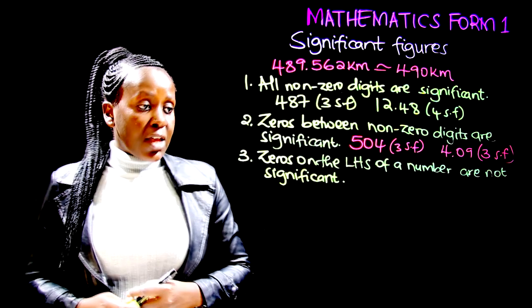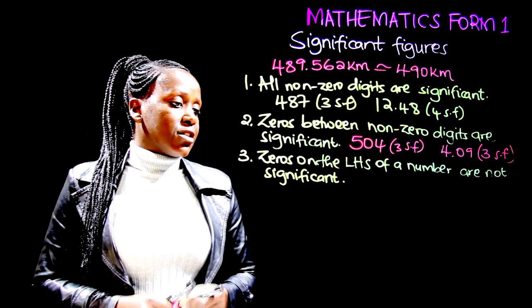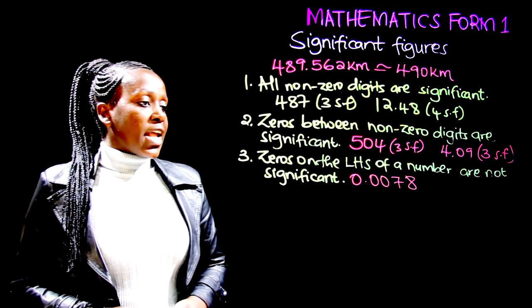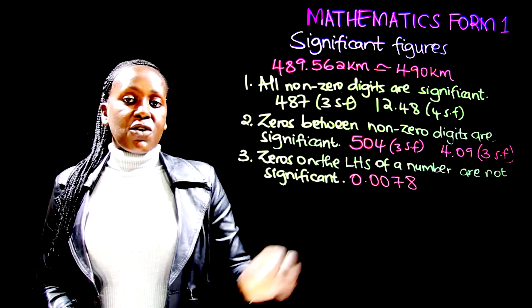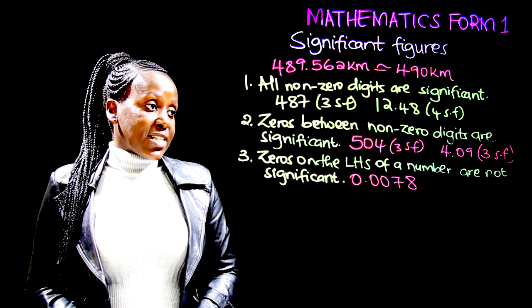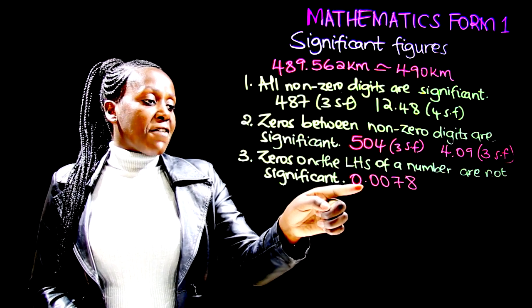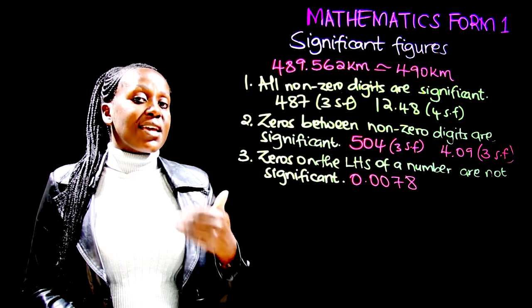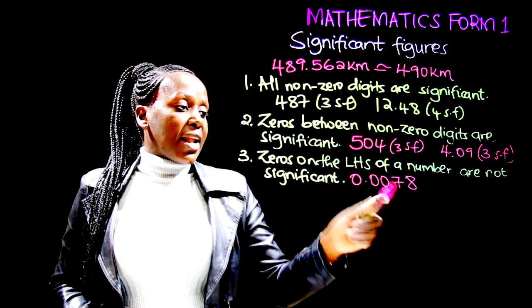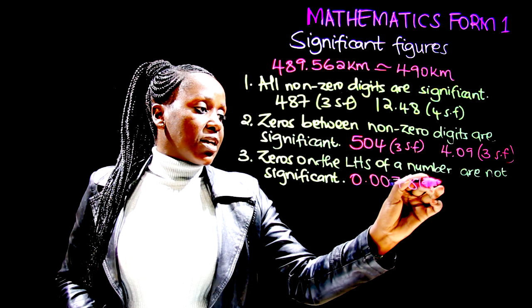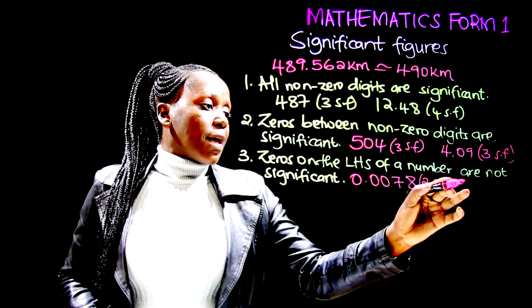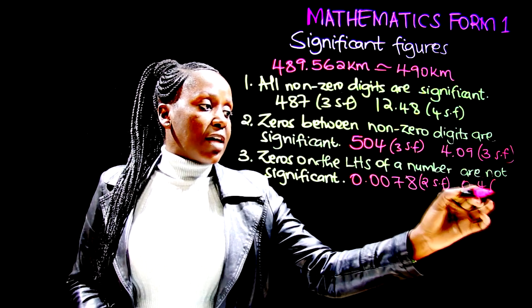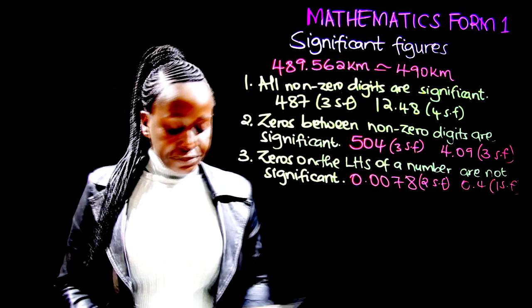By this we mean, if you have a number like 0.0078, you realize that these zeros on the left side of the number are the ones that are starting the number. So the first significant figure will be 7 because these 3 zeros are considered insignificant. So a number like this has only 2 significant figures. Another example would be 0.4. This 0 is not significant, so this number has 1 significant figure.